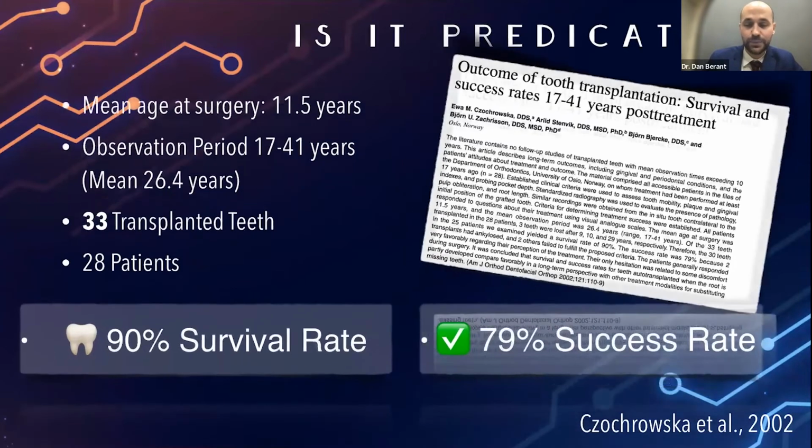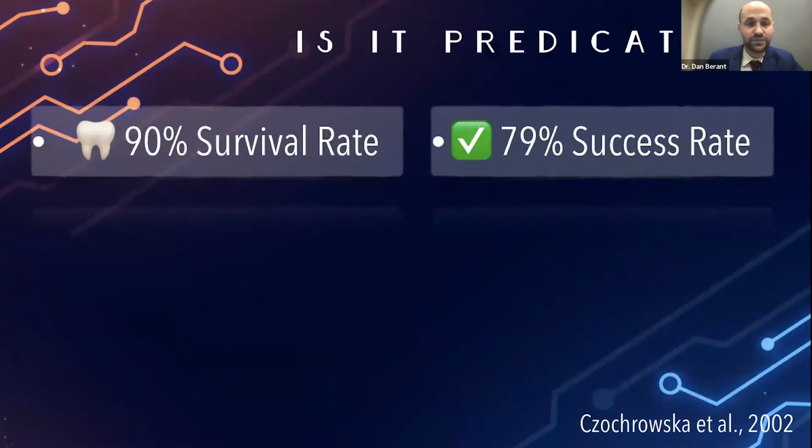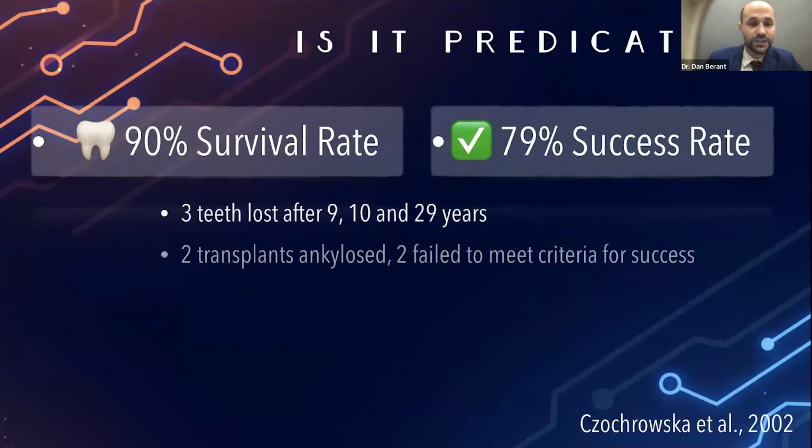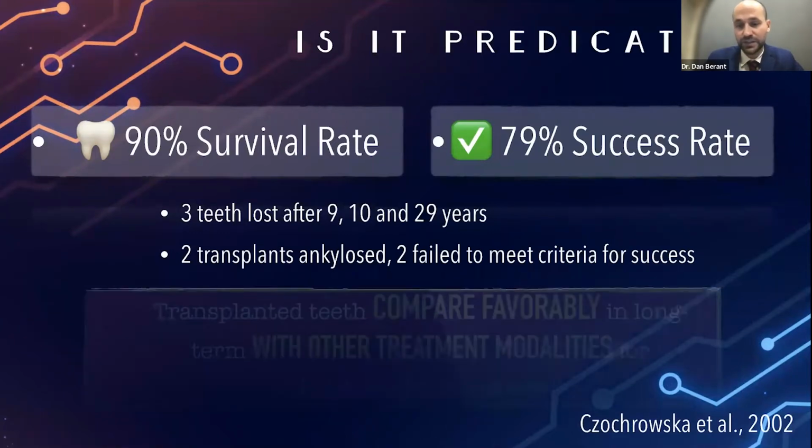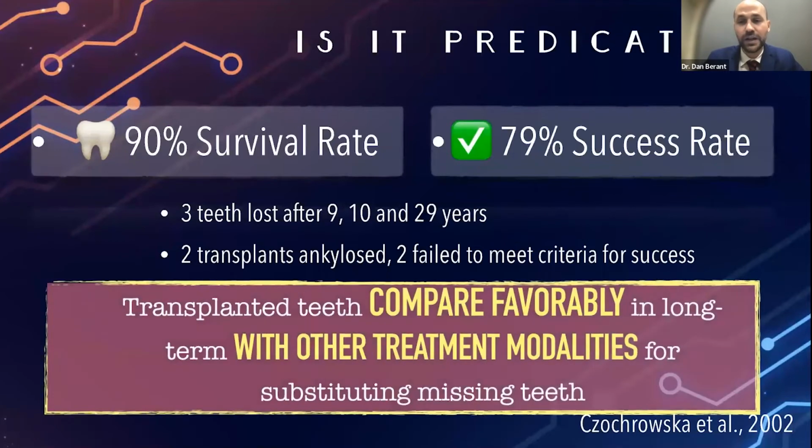And when you delve deeper into the success and survival, we see that, in fact, the 3 teeth that were lost, that decreased the success rate, were lost after 9, 10, and 29 years. Furthermore, two of them ankylosed, and the other 2 just failed to meet the criteria for success. They were able to conclude, though, that transplanted teeth do compare favorably in the long term with other treatment modalities.